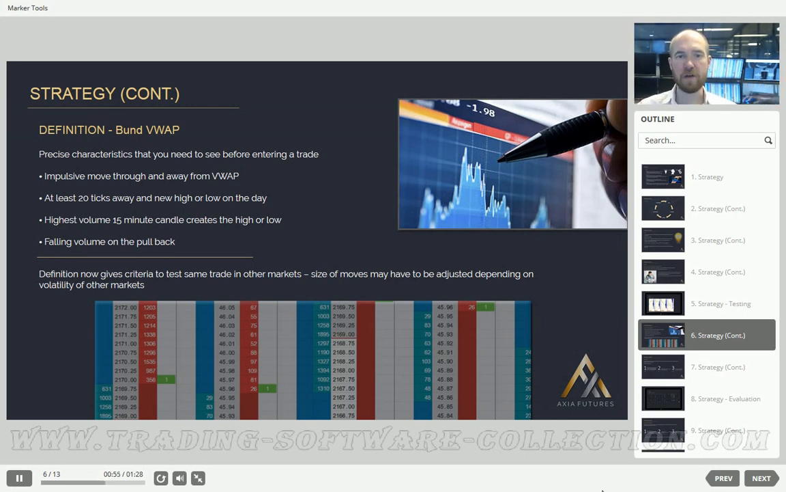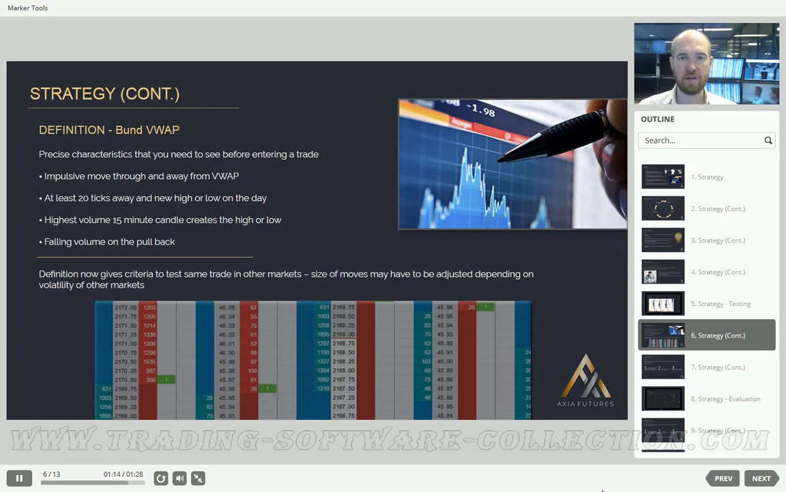So see that falling volume. If you've got all these areas ticked off, you can then start thinking to yourself, right, the trade is on, time to think about execution. So remember to keep that definition very precise, know exactly what you're looking for, and this takes away any doubt in your mind.